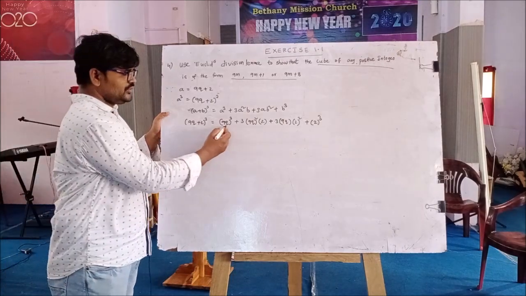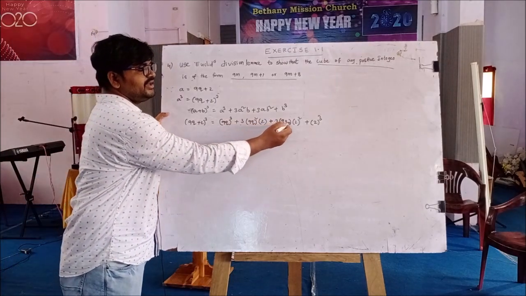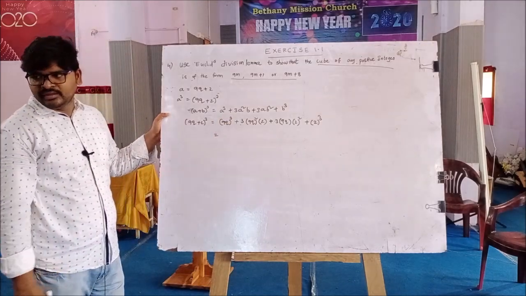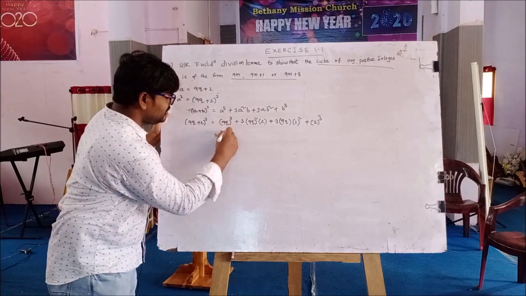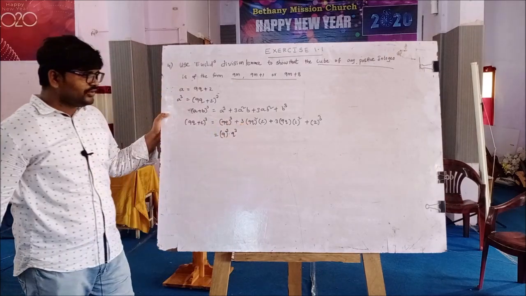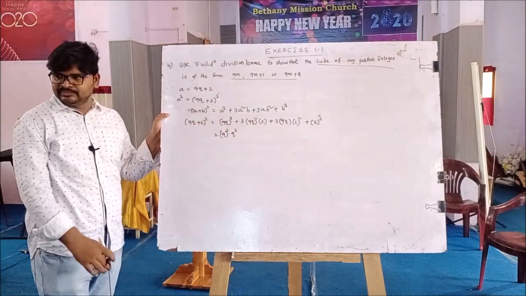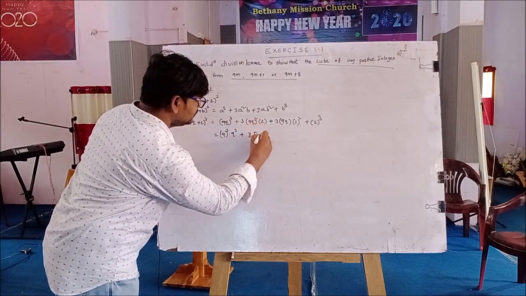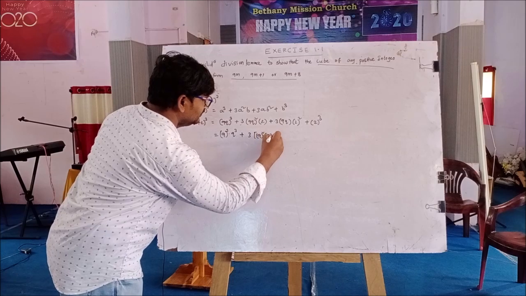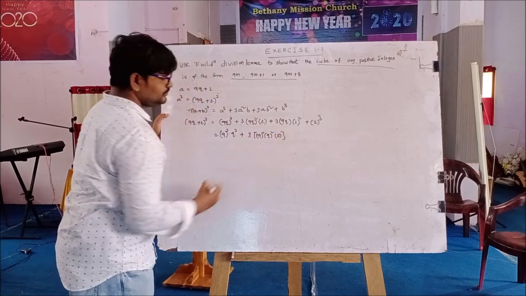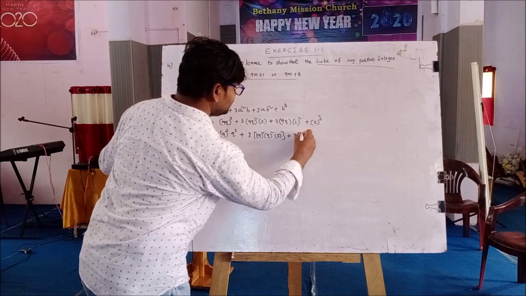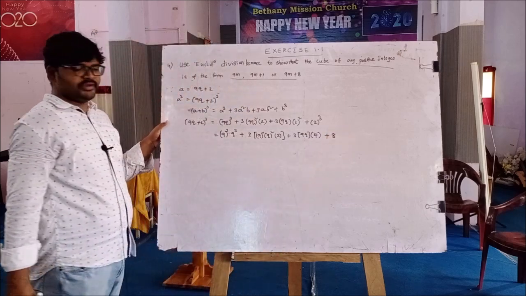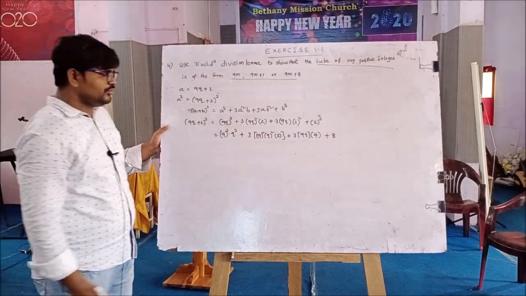It's clear? This is a cube plus 3a square b plus 3ab square plus b cube. So this is 9 cube into q cube, (9q) whole cube, (ab) whole power m is a power m into b power m according to laws of exponents, plus 3 into 9 square into q square into 2, plus 3 into 9q into 2 square, value 4, plus 2 cube, value 8.